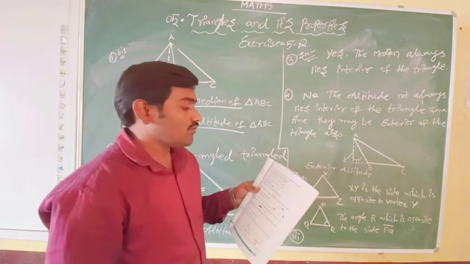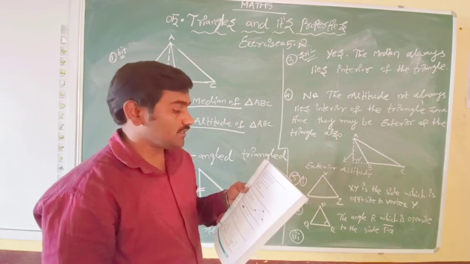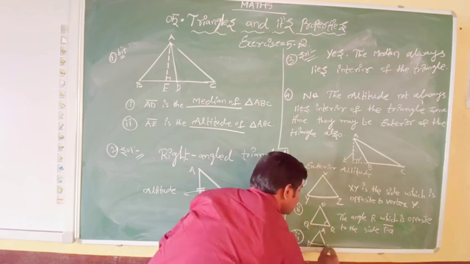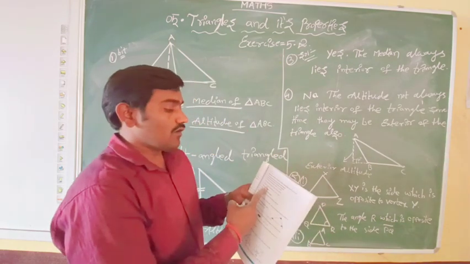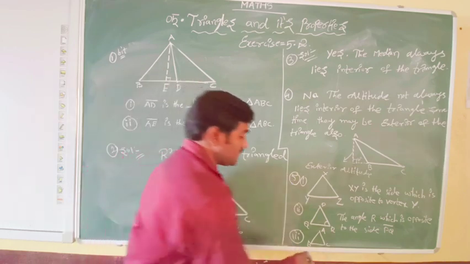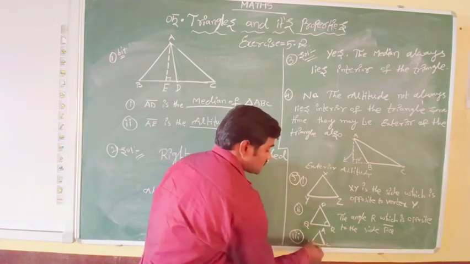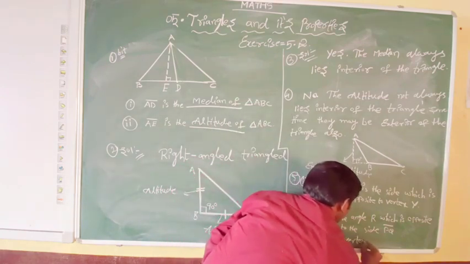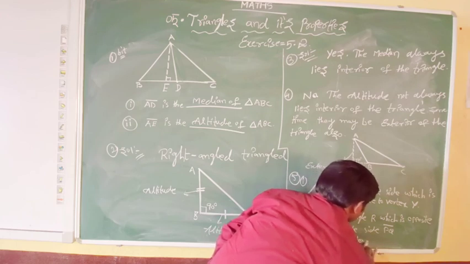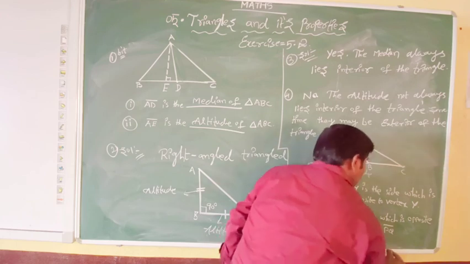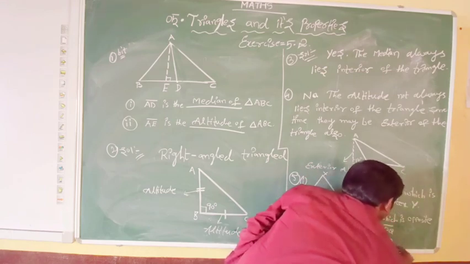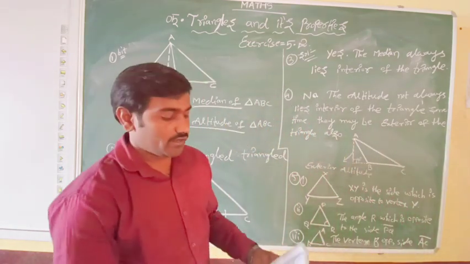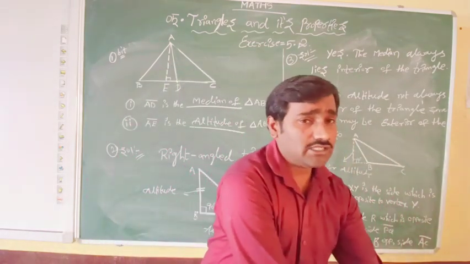Similarly, you have to draw a diagram for the third one. Write the vertex opposite to the side AC. Suppose this is a triangle ABC. Write the vertex opposite to AC. Which is the opposite vertex? Here B. The vertex B is opposite to the side AC. So this is our exercise 5.2.